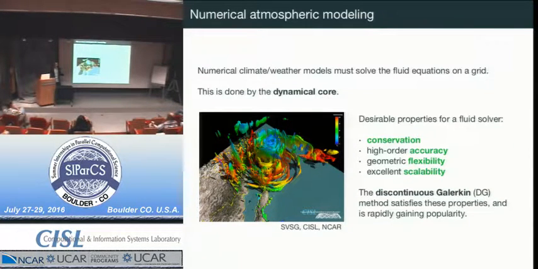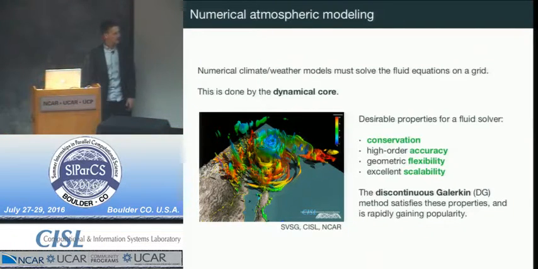We'd like high order accuracy. This means we're going to get the right answer with fewer grid points, essentially. Geometric flexibility allows us to adapt the resolution of our grid to the problem we're trying to solve. And excellent scalability means we can take advantage of the increasingly parallel supercomputers that are coming online and get our simulations done more efficiently. So we'd like to satisfy these conditions if we can. The discontinuous Galerkin method, an algorithm for solving PDEs, gives us all of this, so we like it.